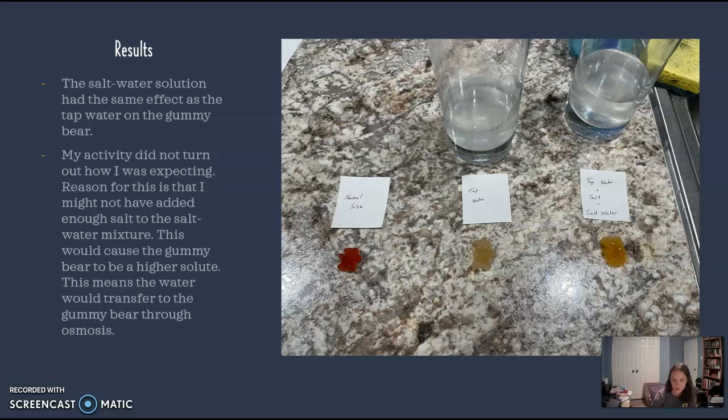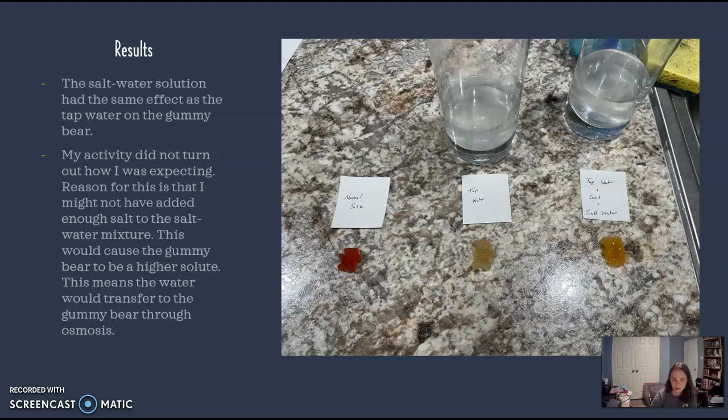The normal size, obviously not in the water, the tap water one being slightly bigger, not a whole lot bigger, but slightly, and then the salt water one also being about the same size as that tap water gummy bear. My experiment did not do what I explained on the previous slide. The salt water solution did have osmosis occur, and it did what the tap water did, which is cause the gummy bear to increase in size.